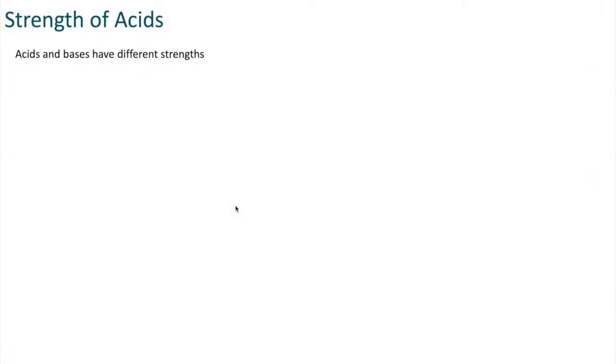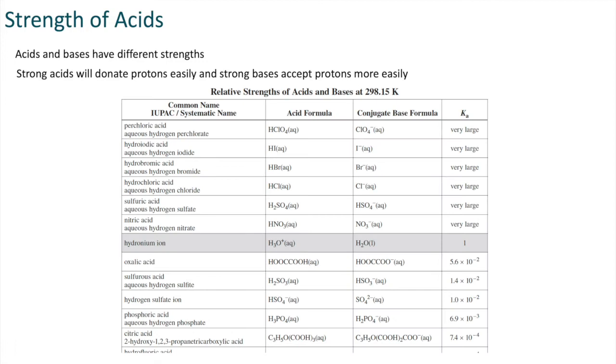We can organize and classify different acids by their strength. Strong acids will donate protons easily, and strong bases will accept protons more easily. On a data table, you can usually find the strengths of various acids organized by their Ka values.